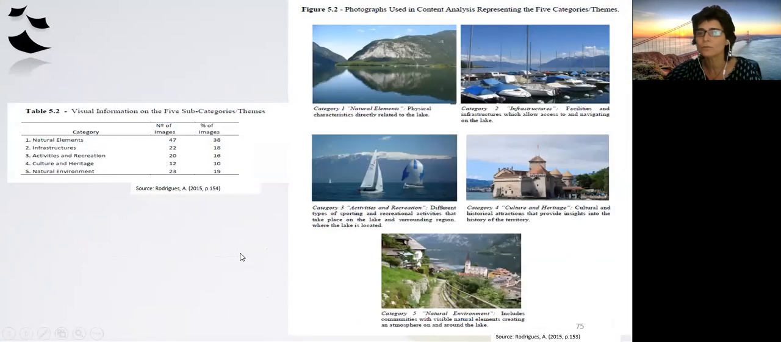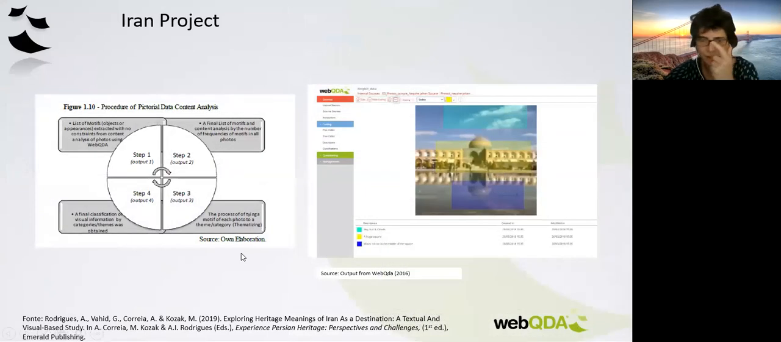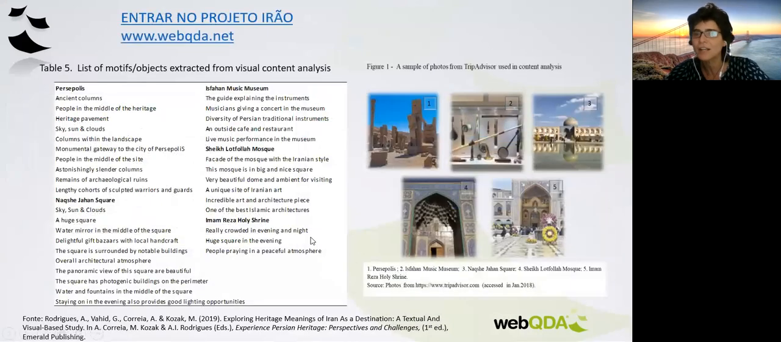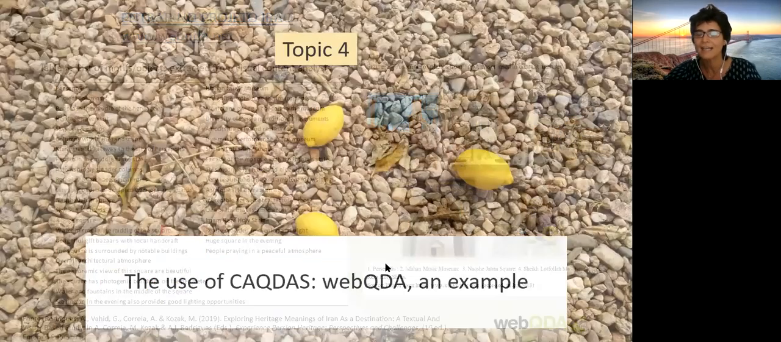And then to conclude, this is another project about Iran as a destination, where I also use WebQDA with the pictures that were taken from TripAdvisor and the comments on the pictures, in order to help us understand better what the impressions were about the main attractions in this very interesting country. And these were the list of motifs, the elements for each attraction in Iran that were extracted from the software.